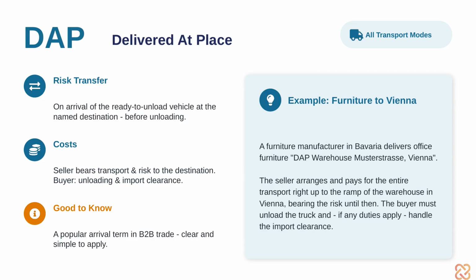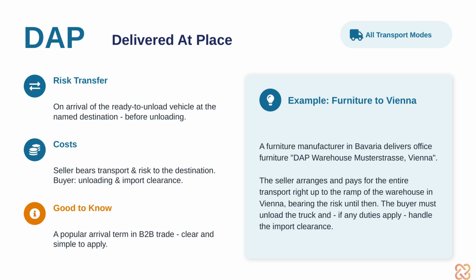DAP, delivered at place, is the first of our arrival terms. It's very popular in business-to-business trade because it's clear and easy to apply. Risk passes only once the ready-to-unload vehicle has arrived at the named destination, and that's before unloading. The seller bears transport and risk all the way to the destination. The buyer handles unloading and import.